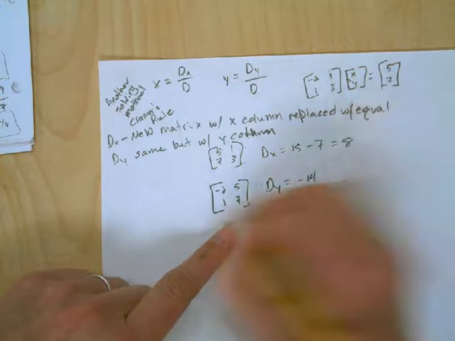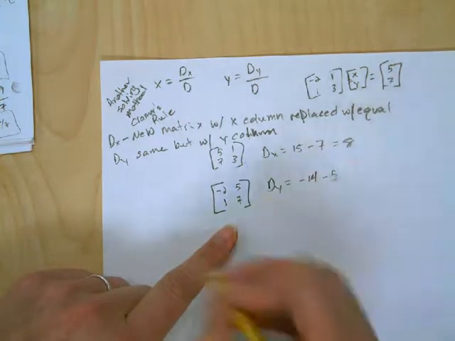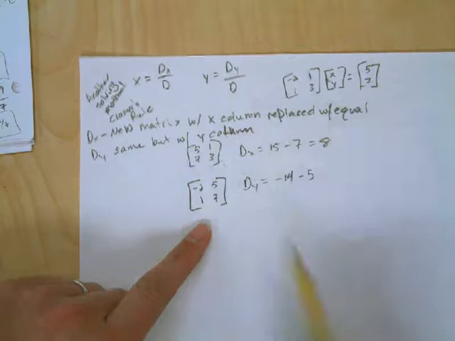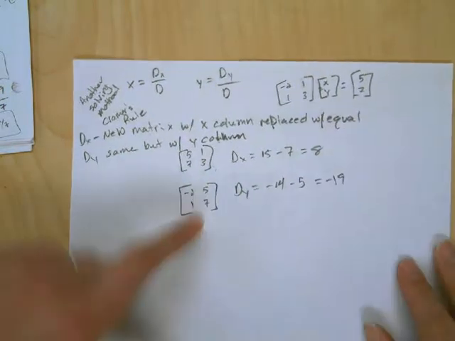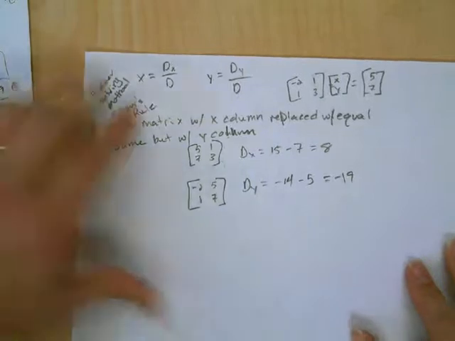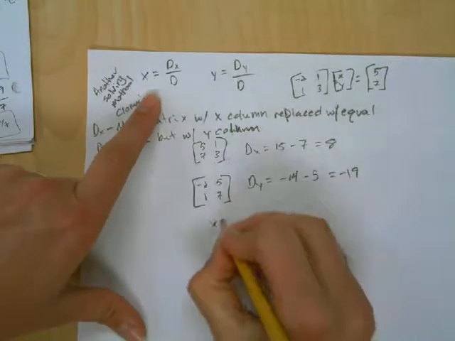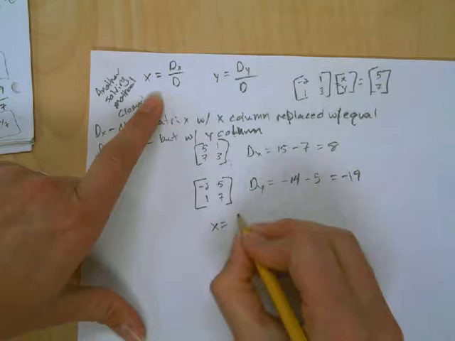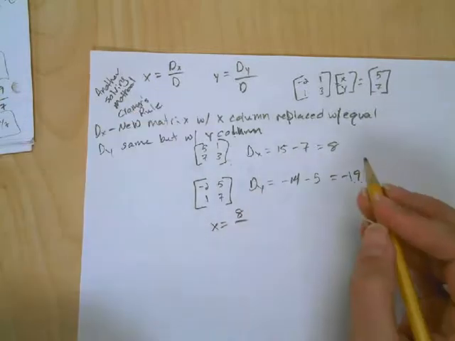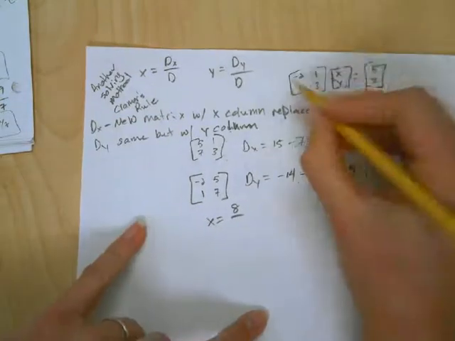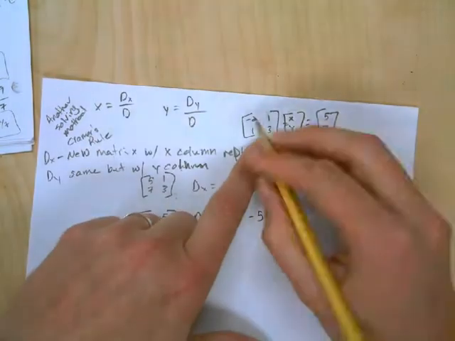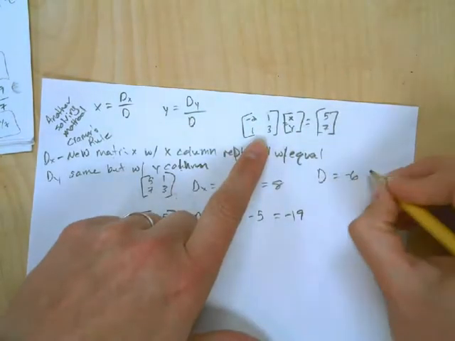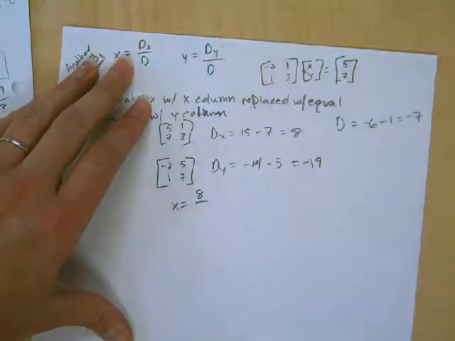And then, final thing, to get my x value: to solve for x, you take your dx over the original determinant, which I haven't found yet. The original determinant is just the determinant of literally the original matrix. So it would be -6 minus 1, which is -7. So it's just a bunch of determinants. That's all Cramer's rule is. So x is 8 over -7, and then y would equal -19 over -7.